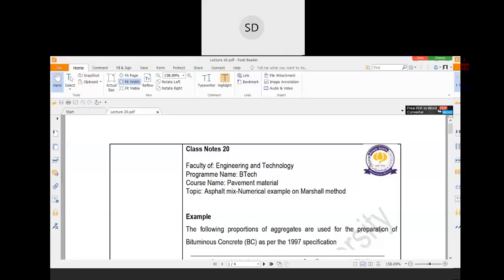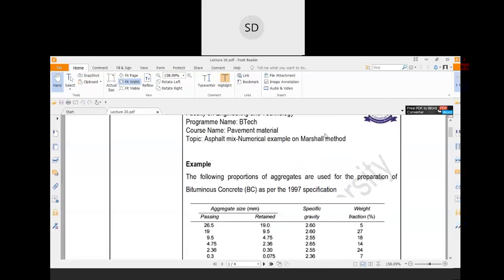First I will discuss that numerical based on the Marshall mix design. After that, if you have any doubts regarding any of the classes which we have completed, we can discuss about this. So basically, some of you have doubts regarding this problem.